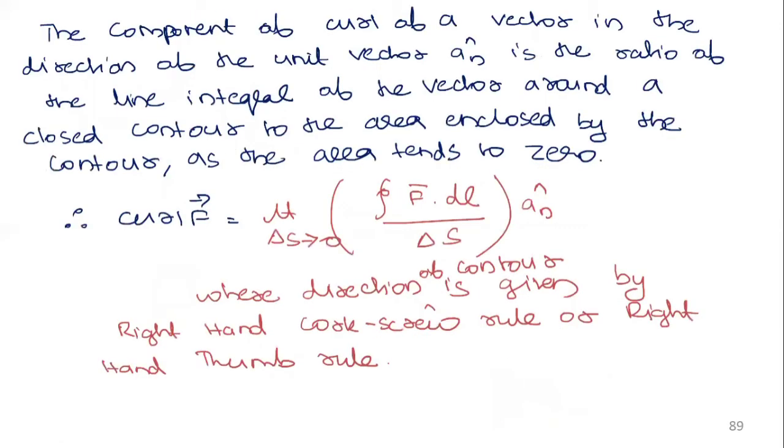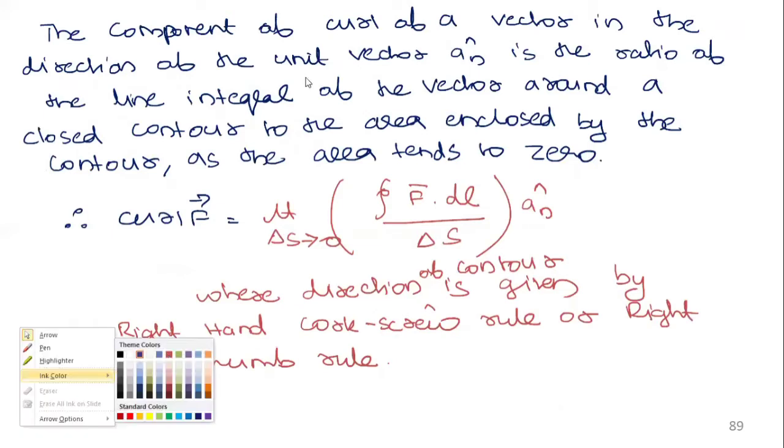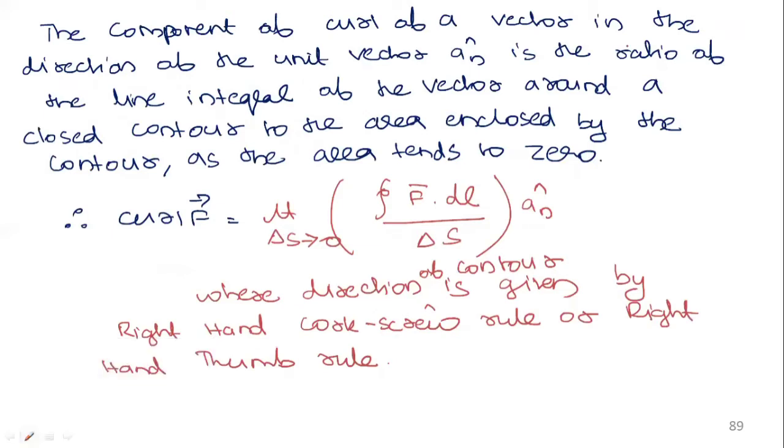Okay, so now we'll move on to the equation form. The component of curl of a vector in the direction of a unit vector an is the ratio of the line integral of the vector, so F dot dl. Similarly, you have seen in the case of divergence also, F dot dl by delta s. There we were talking about the volume, because the amount of flux coming out of the volume was divergence.